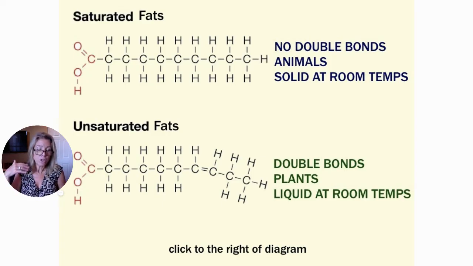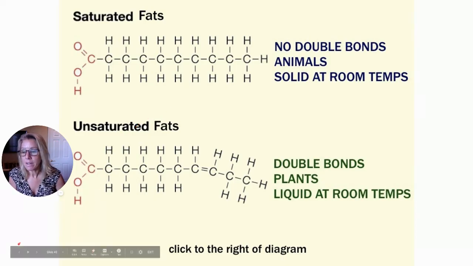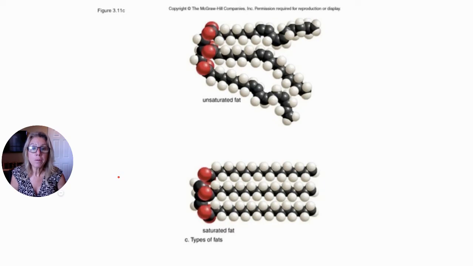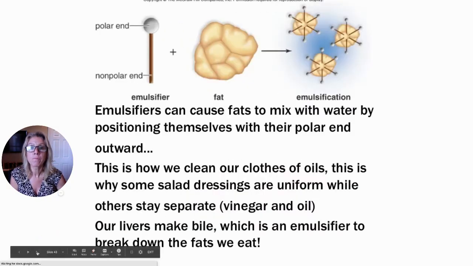Then you just need to finish the unsaturated one. Has double bonds, creates chains with kinks. It's a liquid at room temperatures, and it's usually from plants. All right, here's another picture. So you can see this unsaturated with all their kinks, it makes it very fluid, whereas saturated fats can stack up and become a solid at room temperature.